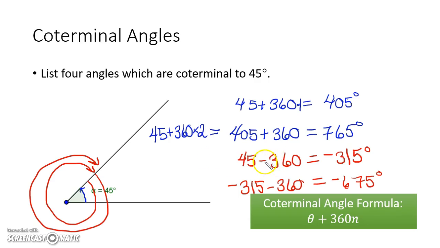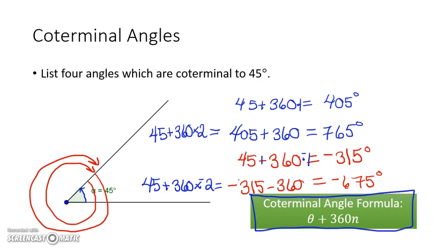And this one would be plus 360 times negative 1. And this next one would be 45 plus 360 times negative 2. So there's just a couple different ways you can approach this. Sometimes it's nice to look at the long way and then realize what that formula is there for us that helps us out there. So that is coterminal angles.